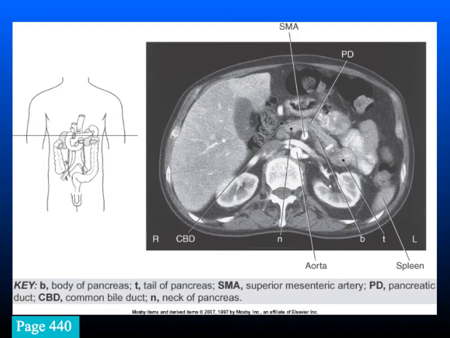Here's another one that shows the pancreas really well, with the tail of the pancreas and the rest of the structures we've been talking about. Again, superior mesenteric artery showed up here.